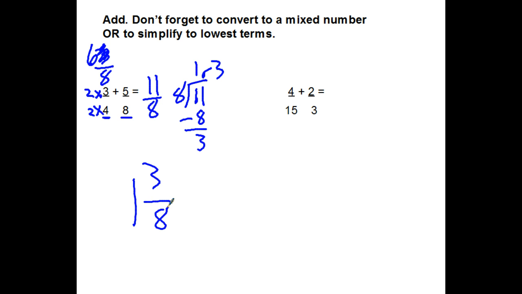4/15 plus 2/3. Take a look at it again. Is there a fast way to make the 3 become 15? Yeah, times 5. So I'm taking the top and the bottom, both times 5. This is now 10/15. So I'm taking 4/15 plus 10/15, 14/15, and it won't simplify any. So it's my final answer.